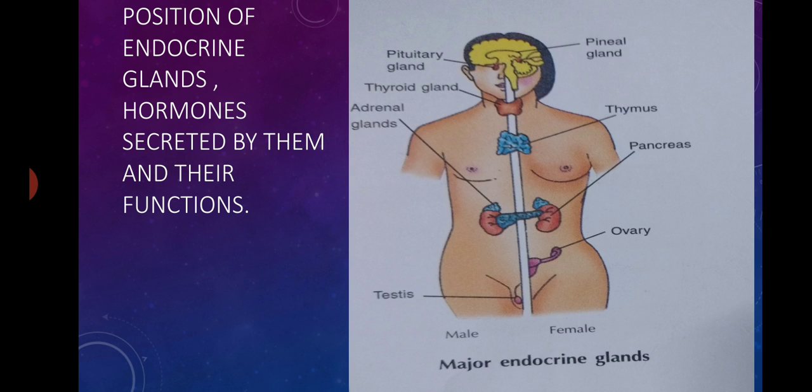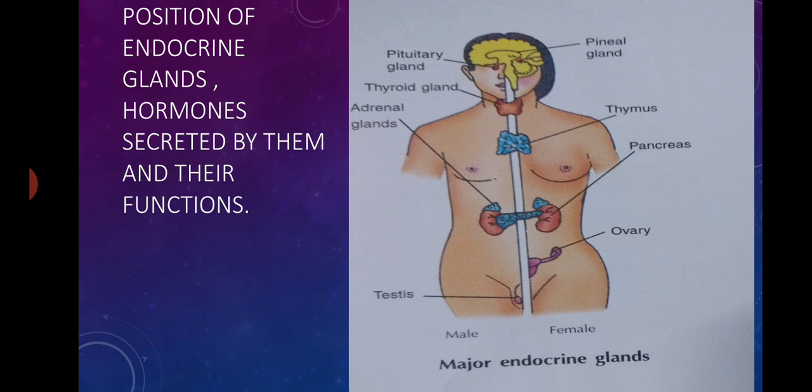It releases growth hormone and thyroid stimulating hormone, that is TSH, and their function is to stimulate the thyroid gland for the production of thyroxine, and it controls the normal growth of the body. It also controls the activity of other endocrine glands, hence it is called the master gland.